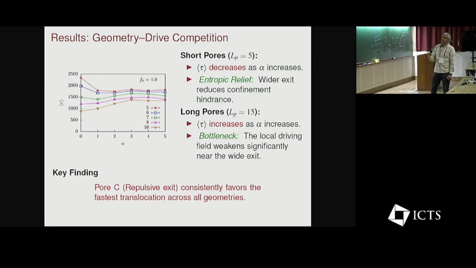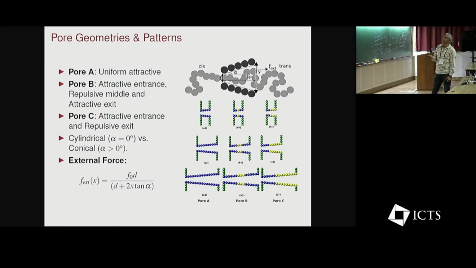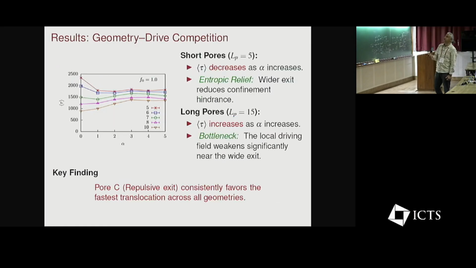So, geometrical results. Here I am showing the average translocation time as a function of alpha for a uniform attractive pore. For alpha equals 0, that is a cylindrical pore, we can see that when the pore length is small. This is for F naught, the force, equal to 1.0 units in Langevin dynamics units.